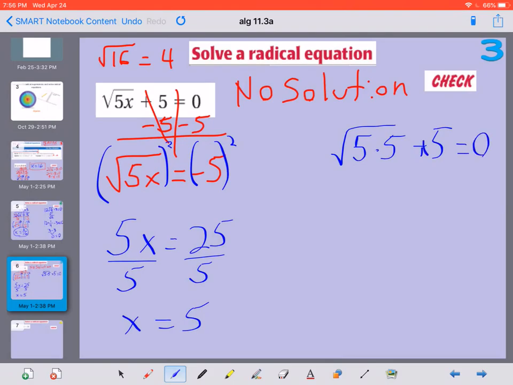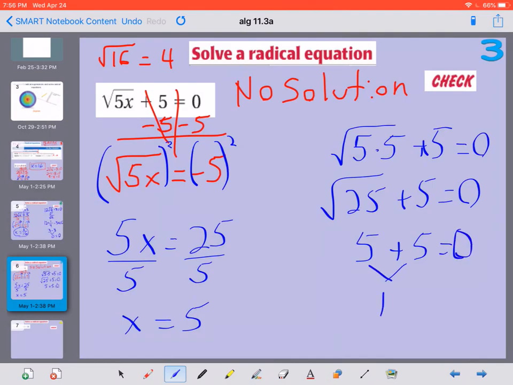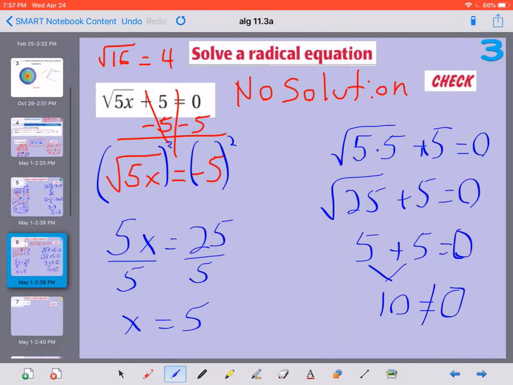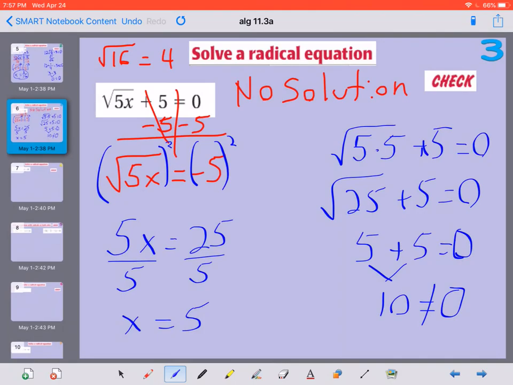So what I get is the square root of 25 plus 5 equals 0. Square root of 25 is 5. 5 plus 5 equals 10. 10 does not equal 0. So this problem does still have no solution. Whenever you see a negative number as your answer, you know that this is going to equal nothing. You're not going to have a solution.